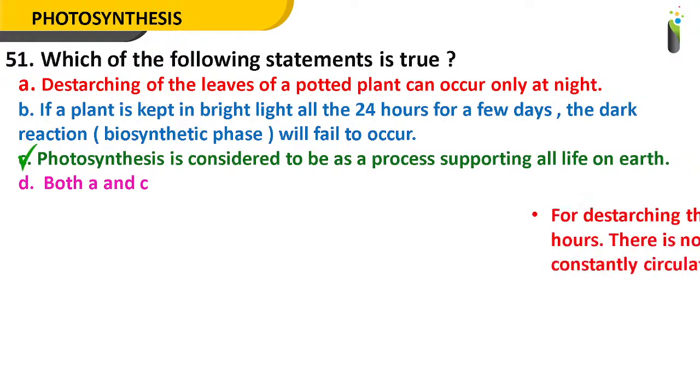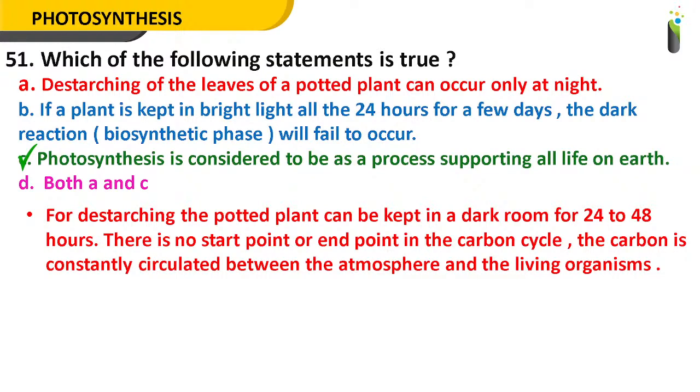Now let us understand. See, for destarching, the potted plant can be kept in a dark room for 24 to 48 hours. There is no start point or end point in the carbon cycle. So the carbon is constantly circulated between the atmosphere and the living organisms. Okay, so destarching of the leaves of a potted plant can occur only in night, cannot be a correct statement.